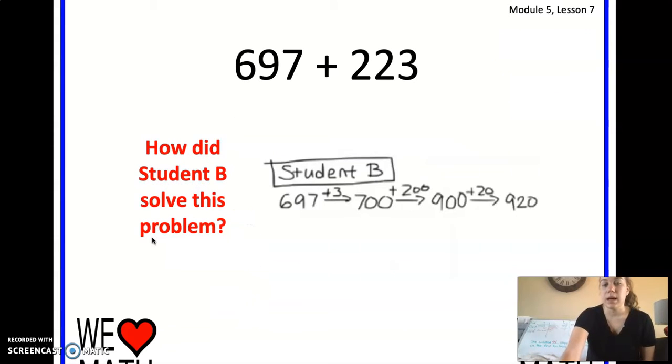All right, let's see how student B solved that problem. What did student B do to solve this problem?